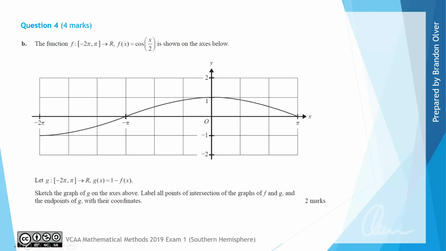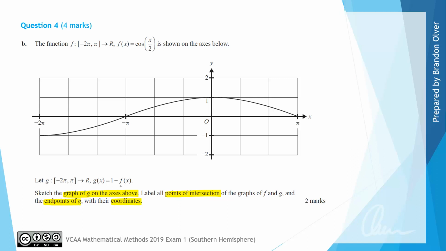For part B, we consider the function f, which goes from negative 2 pi to pi, which is the same domain as what we were considering before, with the rule f of x equals cos of x on 2, and that graph has been shown on this set of axes. We're told that g is a function from negative 2 pi to pi, where g's rule is 1 minus f of x. We need to label all points of intersection between f and g, and we also need to label the endpoints of g, and all of those things should be labeled with coordinates.